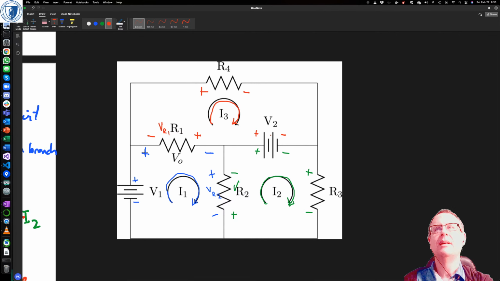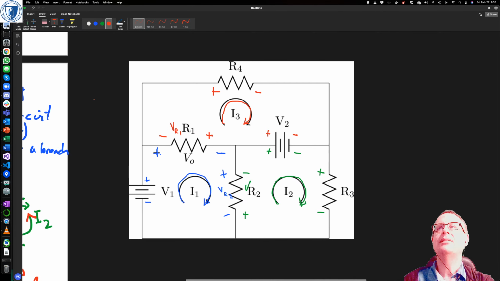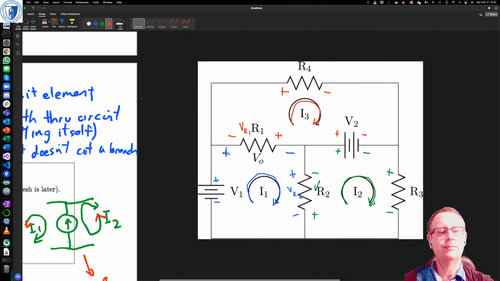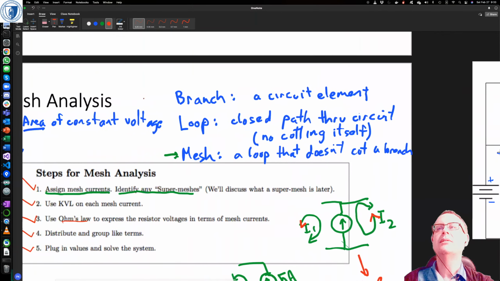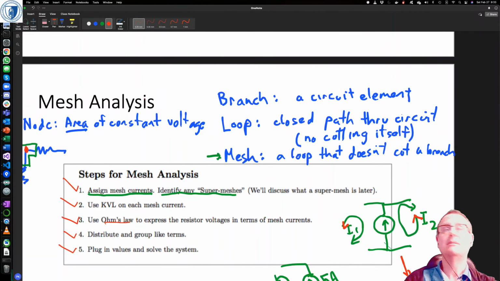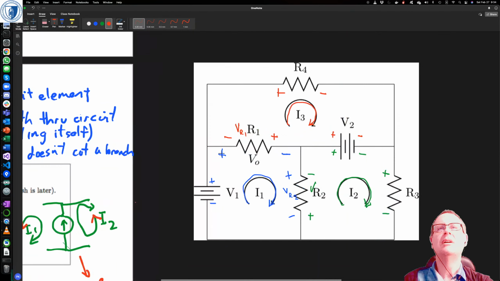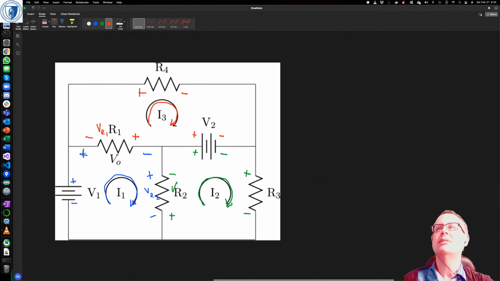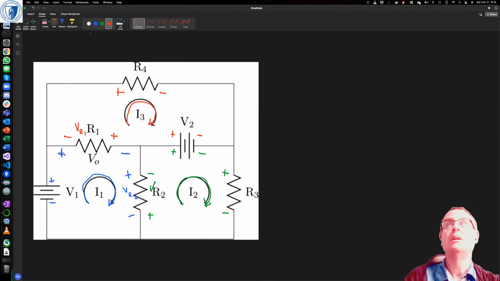Okay, so that's the first step, and I'll just use a circle to say there's no super meshes in this. There's no current sources, so we don't get any freebies. We don't have the super mesh issue, so that's okay. Then use KVL on each mesh current. So let's try and use KVL on each mesh current.